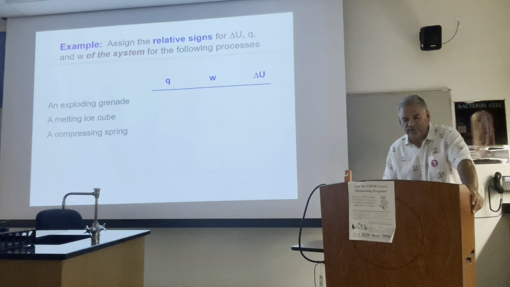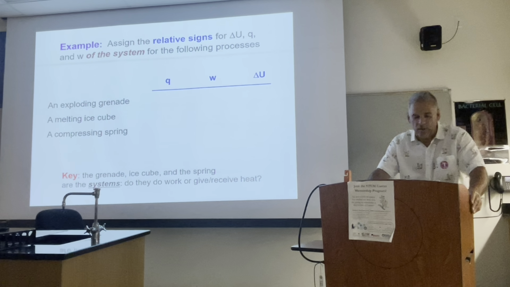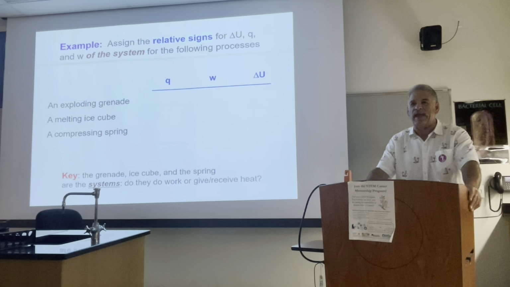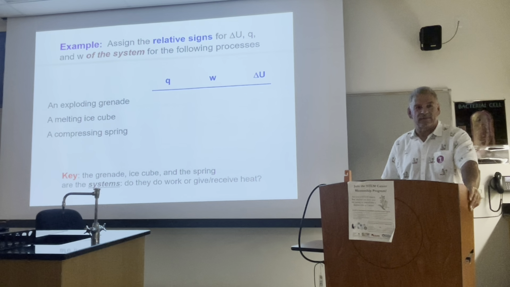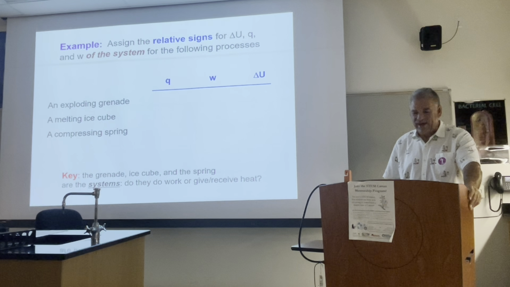An example: let's assign the relative signs for delta U, Q, and W of the system for the following process. An exploding grenade. Is energy given off? Is heat given off? Yes, so Q is plus. Oh no, minus, it loses. It loses heat. All right, so what about work?